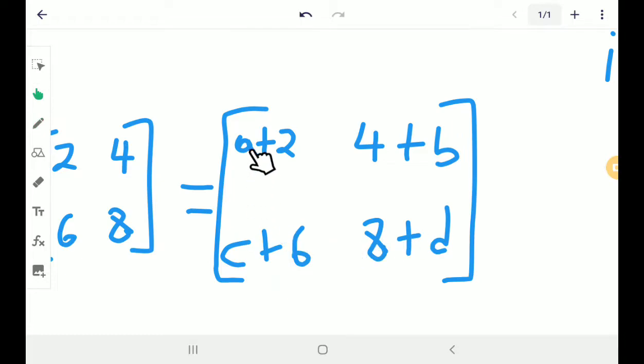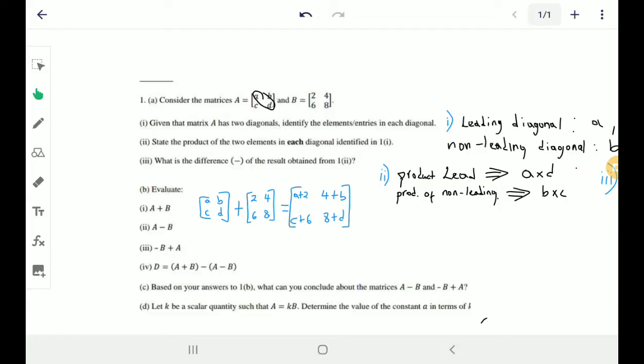So if you have 2 plus A, and here you have B plus 4, and here you have 6 plus C, or D plus 8, it doesn't matter. Same thing. Okay? So that will be the result for that. What about A minus B? It's the same thing.